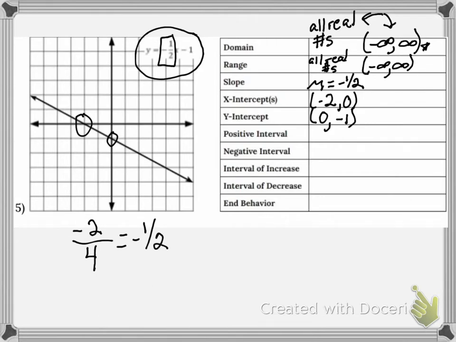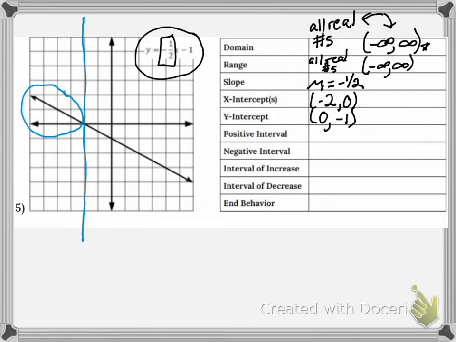Now, positive and negative. This is where we've got to take just a moment. Positive and negative refers to where the function is above the x-axis and where it is below the x-axis. Normally where that happens, a lot of the time, guys, is where your x-intercept is. So our x-intercept is at (-2, 0). If I were to draw a line right through where x is -2, this part of the graph is positive because it's above the x-axis. This part of the graph is negative because it is below the x-axis.